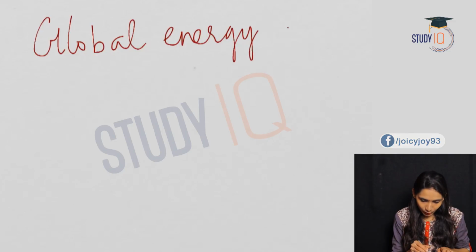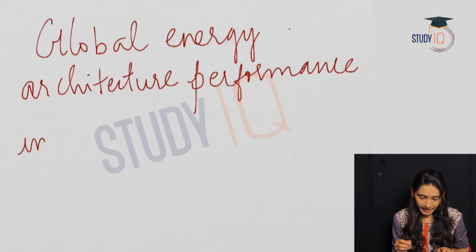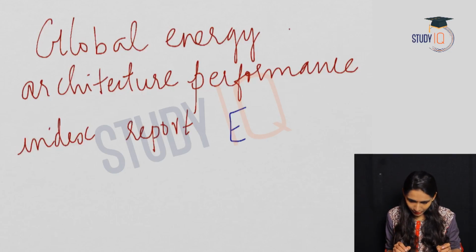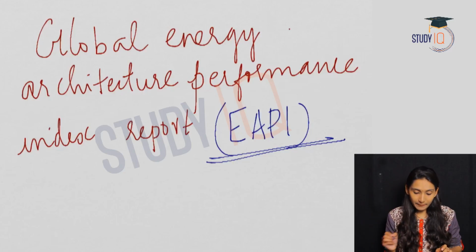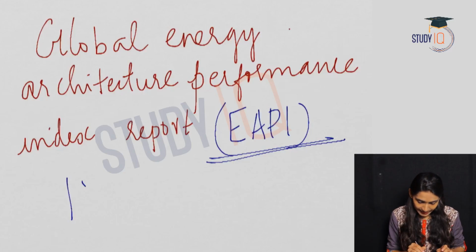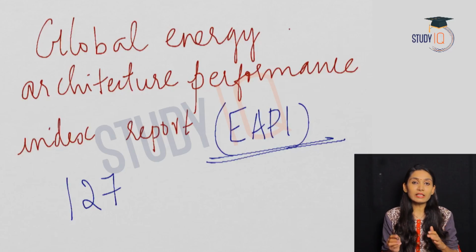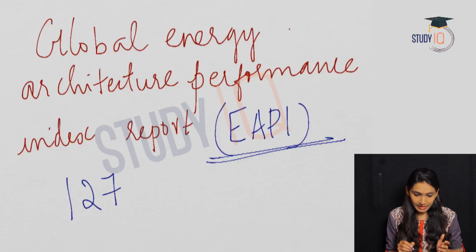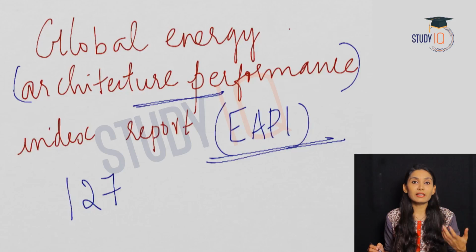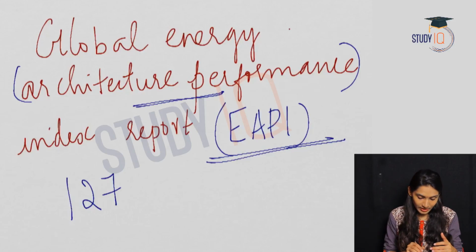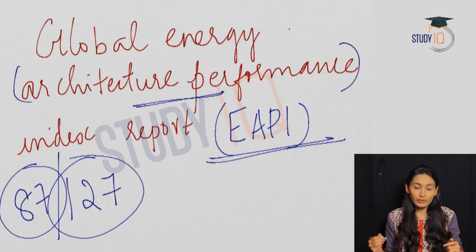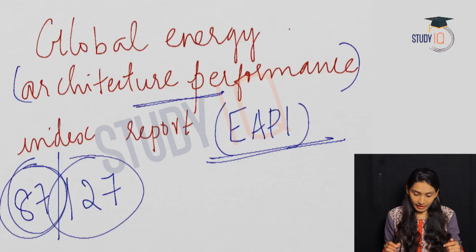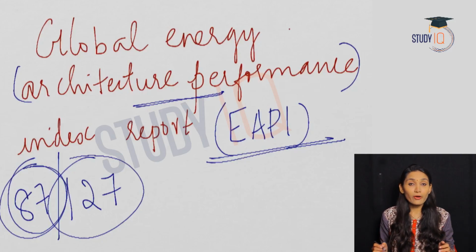Let us start with the Global Energy Architecture Performance Index report. This report is also in short known as EAPI, that is Energy Architecture Performance Index. Under the EAPI, the World Economic Forum evaluates 127 countries on the performance of their energy architecture, or how efficiently those countries utilize their energy resources. That is what is evaluated, and the rank of India is 87. So out of 127 countries, India ranks 87 in the Global Energy Architecture Performance Index report.